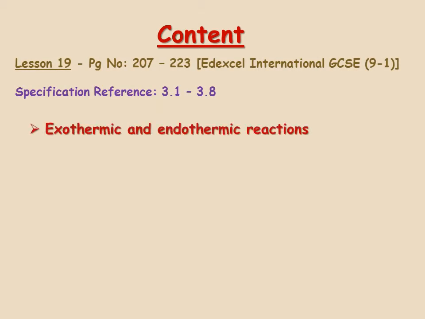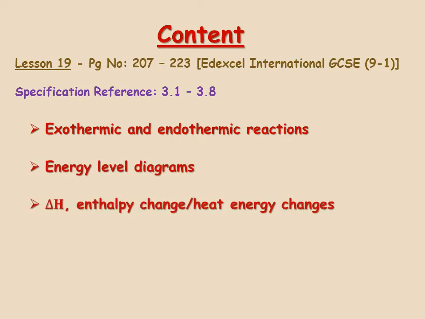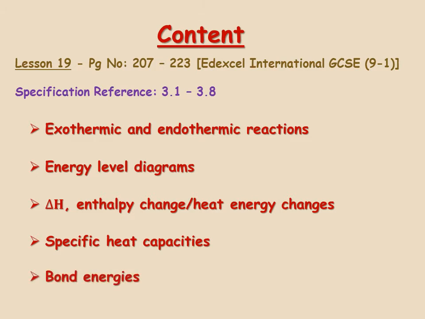We are going to learn the exothermic and endothermic reactions, energy level diagrams, and enthalpy change or heat energy changes, which in short form we say delta H, and specific heat capacities and bond energies. You can refer to the specification from 3.1 to 3.8 and the textbook page number 207 to 223.